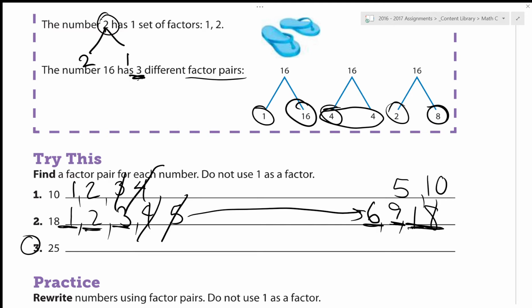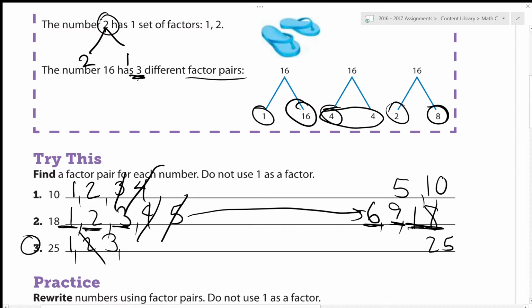All right, so the factors of 25, we've got 1 on this side and 25 on this side. Obviously, that's the start. 2, 4, 6, 8, 10, 12, 14, 16, 18, 20, 22, 24. So 2 is not a factor. 3, we've got 3, 6, 9, 12, 15, 18, 21, 24, 27.